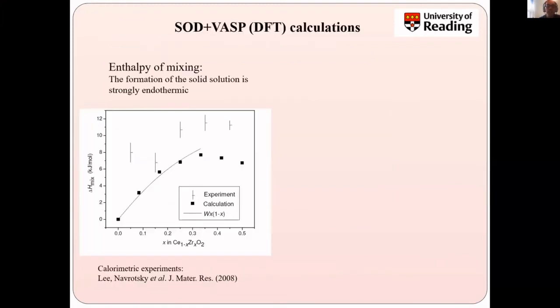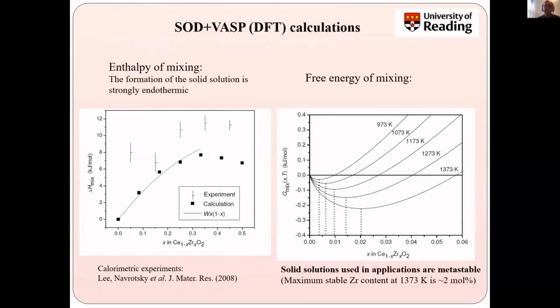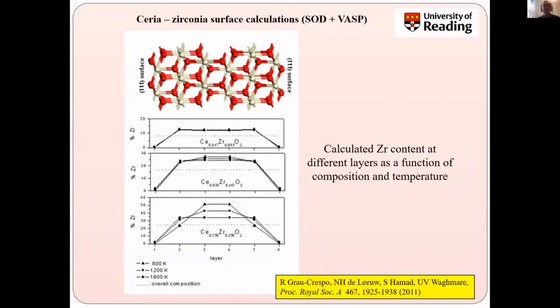So this is the calculation of the enthalpy of mixing, which is the enthalpy of forming the solid solution from the pure phases. And we realized from our calculations that the mixing is a very endothermic process. That's in reasonable agreement with experiments, and we could also predict the solubility limits of zirconium in ceria. But this is secondary. What I want to show you is that you can also calculate distribution profiles of the ions at the surface.